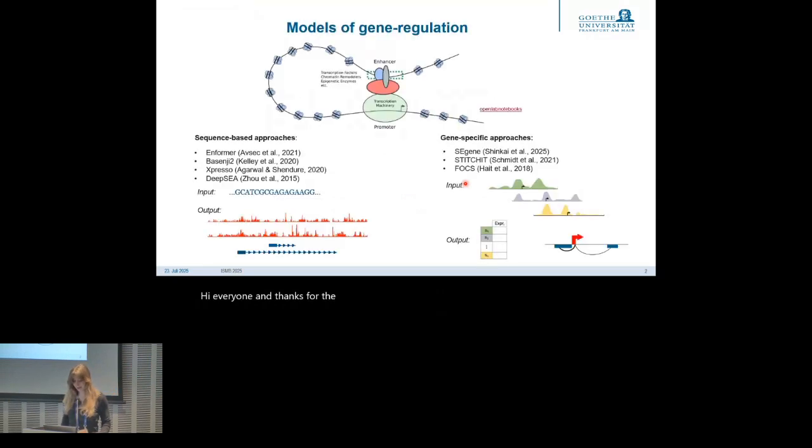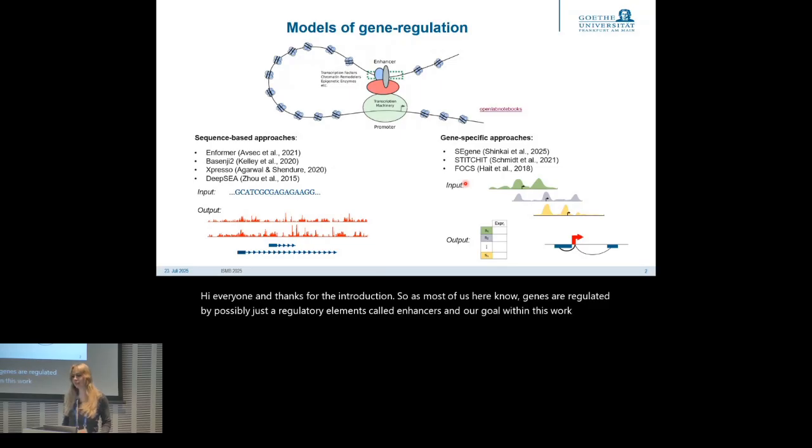So, as most of us here know, genes are regulated by possibly dysregulatory elements called enhancers. And our goal within this work is to find enhancers, link them to target genes, and use them to predict gene expression. And there were various different methods developed for this specific task. And here are some examples that we can divide into two groups.